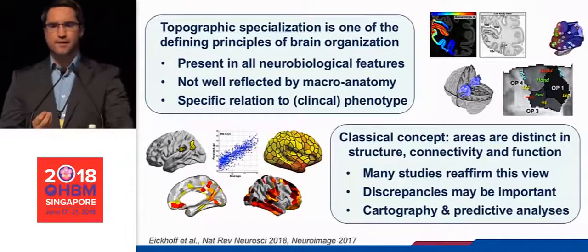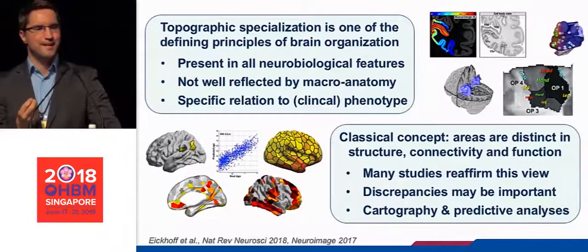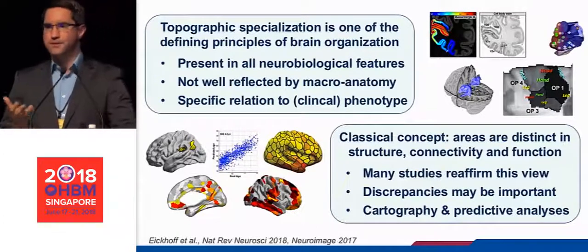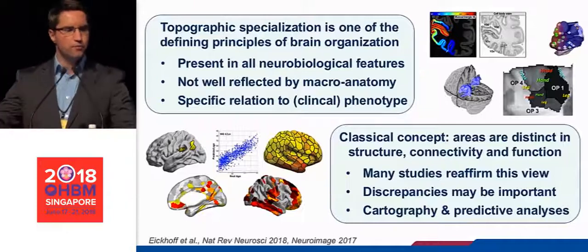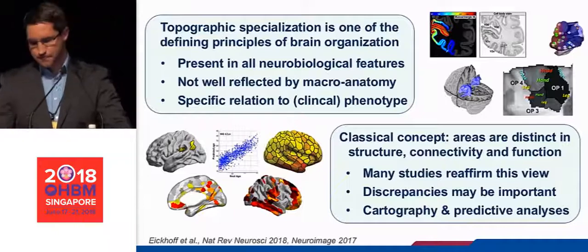And this is indeed reaffirmed by a lot of studies. What I think is that the discrepancies that we see are actually the most interesting regions, because they tell us something about brain organization. So I would argue, and hope I have convinced one or the other of you, to really move towards this field, combining cartography and predictive analysis.